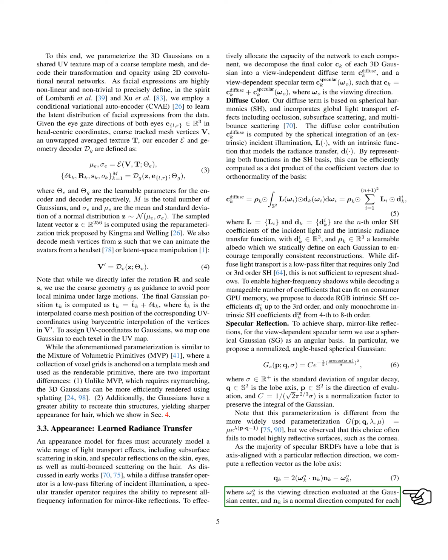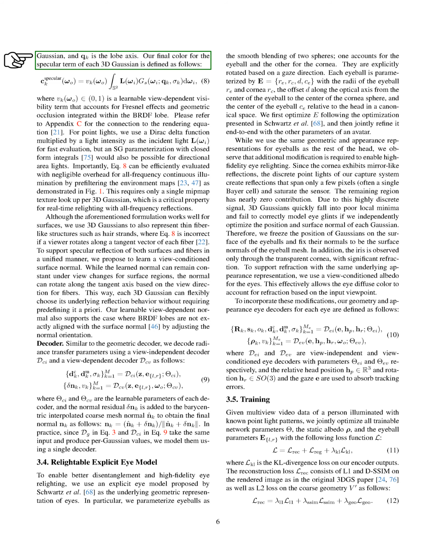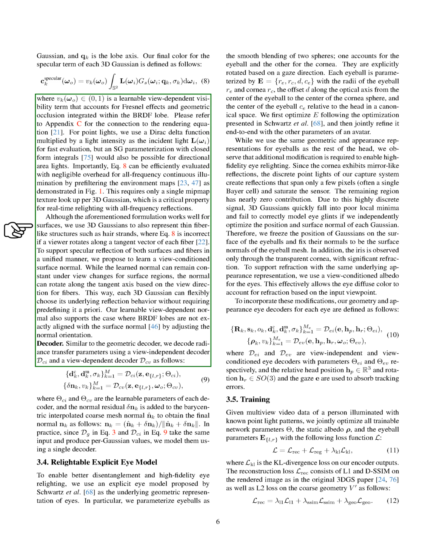We compute a reflection vector as the lobe axis, where the viewing direction evaluated at the Gaussian center, and a normal direction computed for each Gaussian, and the lobe axis are taken into account. Our final color for the specular term of each 3D Gaussian is defined as a learnable view-dependent visibility term that accounts for Fresnel effects and geometric occlusion integrated within the BRDF lobe. For point lights, we use a Dirac delta function multiplied by a light intensity as the incident light for fast evaluation. This equation can be efficiently evaluated with negligible overhead for all frequency continuous illumination by prefiltering the environment maps.